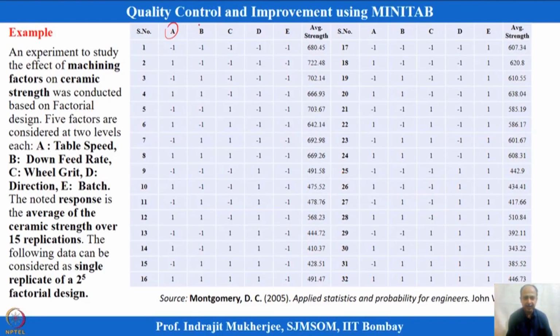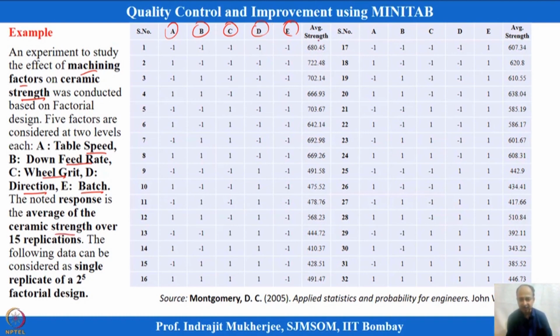There are factors A, B, C, D and E, and we are trying to see the machining factors which impact ceramic strength. The factors considered are speed, feed, and wheel grit, which is the grit size. Then there is the direction of movement, for which we have considered 2 levels, and E is batch. So these are 5 factors; some are continuous, some are discrete, and some are categorical.